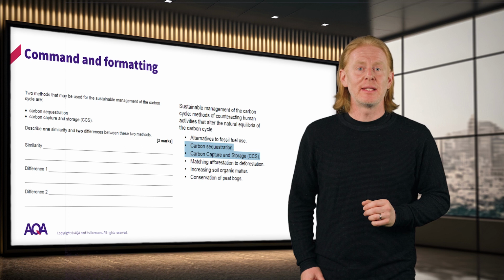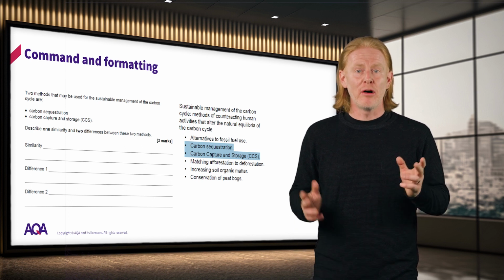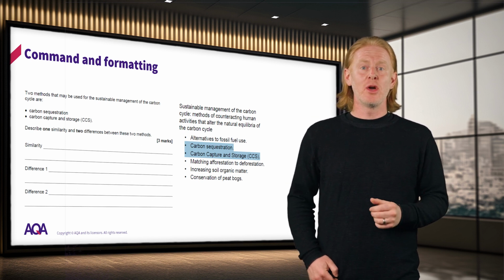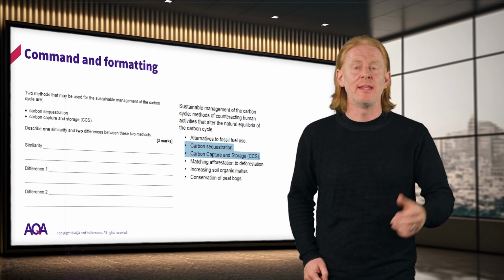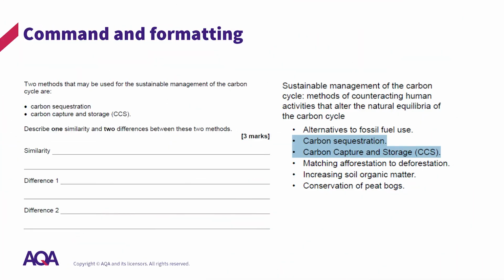To achieve accessibility and consistency in exam papers, we often use commands and formatting which reflects the understanding required in the specification. In this example, the question asks students to describe similarities and differences of carbon sequestration and carbon capture and storage. This type of question could come earlier in the paper, as shown in the example, or as a later question which requires more detailed comparison so that we can achieve an increase in challenge across the paper and across each question.